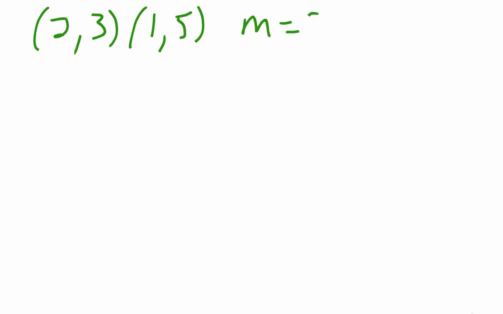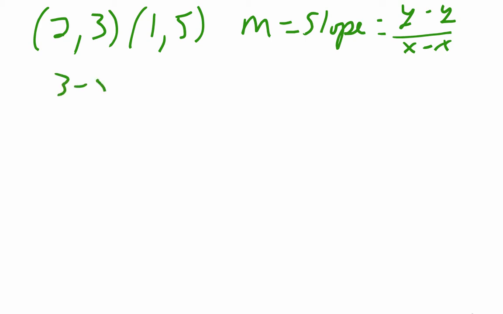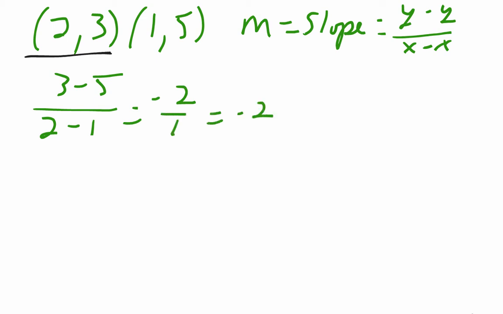Alright, so the next one would be, let's say I was given 2 points, 2, 3, and 1, 5. So I don't have a slope yet, so the first thing I'd have to do is find a slope. So m, which is slope, equals subtract your y's over subtract your x's. So I have 3 minus 5. Since I started with the first point, I have to go back to that one for the x's. And then I'd have 2 minus 1, so I'd have negative 2 over 1, which would be negative 2. So that is my slope.